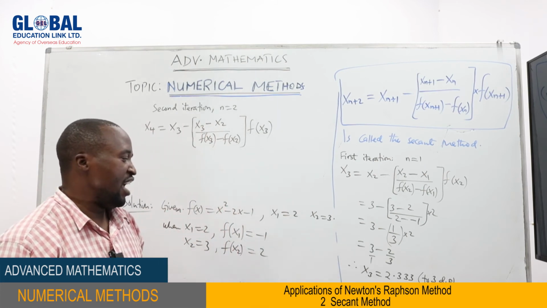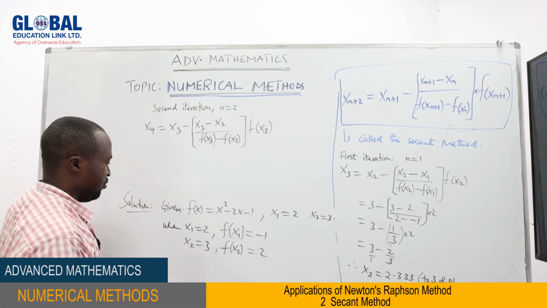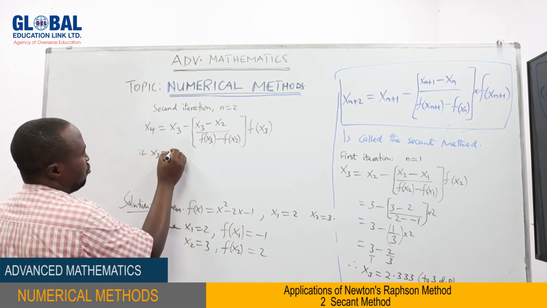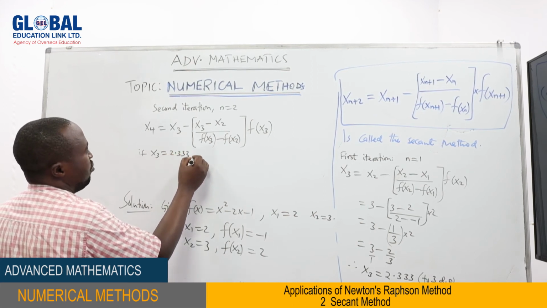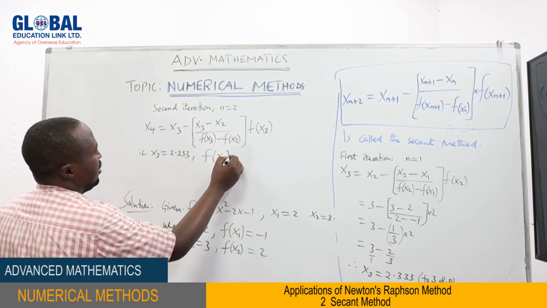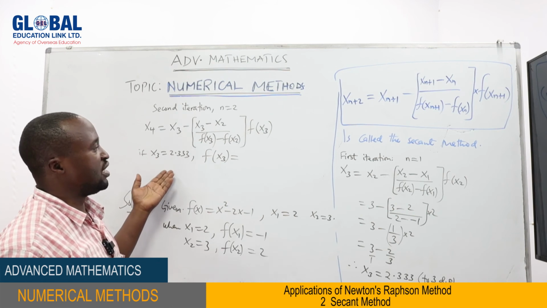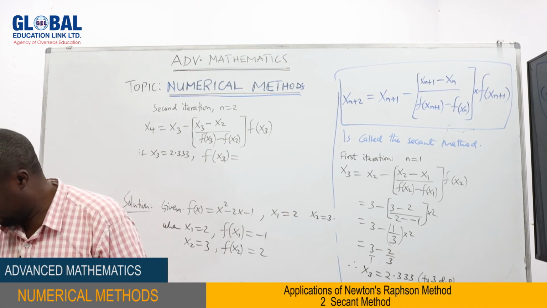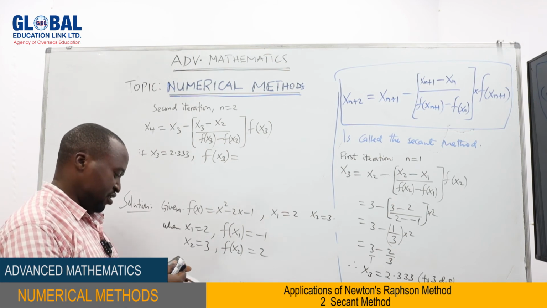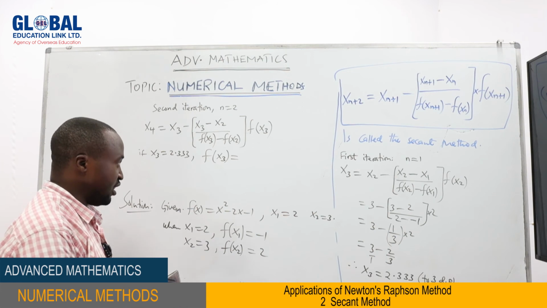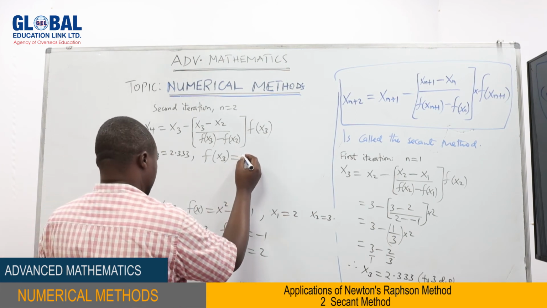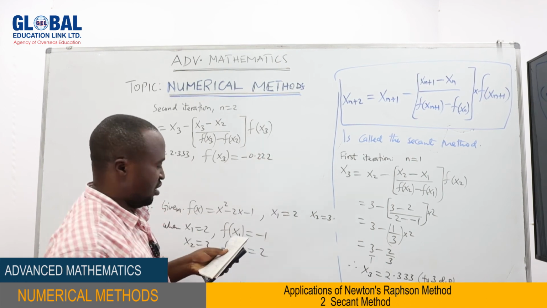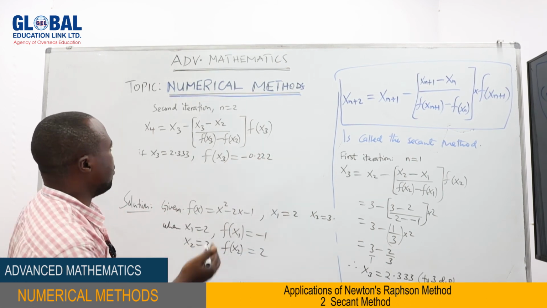So it is possible to find f of x3. If x3 is equal to 2.333, now it is possible to find f of x3. So we just substitute the value of x3 in our function. Just use your calculator to find the value of f of x3. So f of x3 in this case will be equal to negative 0.222. That is f of x3.